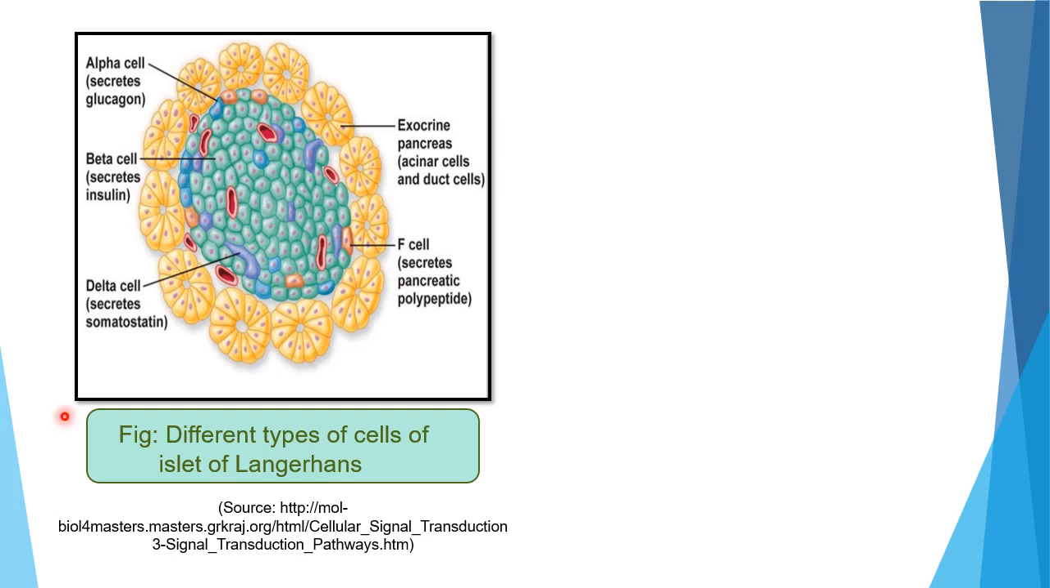Now, in this figure, we can see the various types of cells of the islet of Langerhans. These are beta cells. You can see in the figure here, they are green in color and are numerous. Alpha cells lie towards the periphery. Delta cells are elongated in shape. PP cells, that secrete pancreatic polypeptide, also lie in the periphery of the islet. Here is the exocrine pancreas consisting of acinar cells and duct cells.